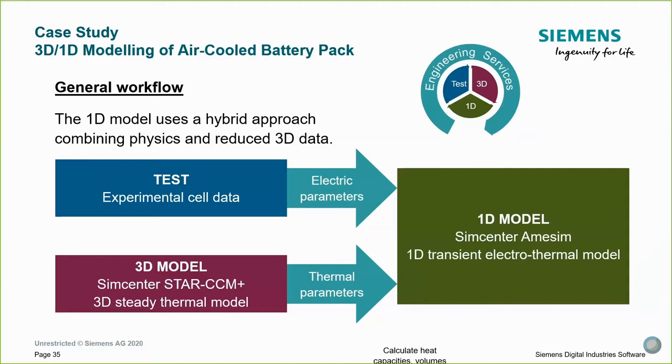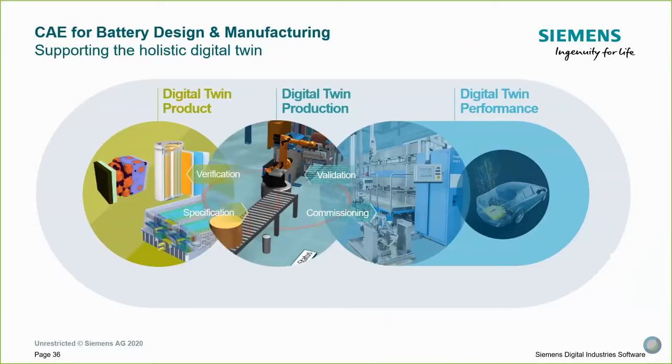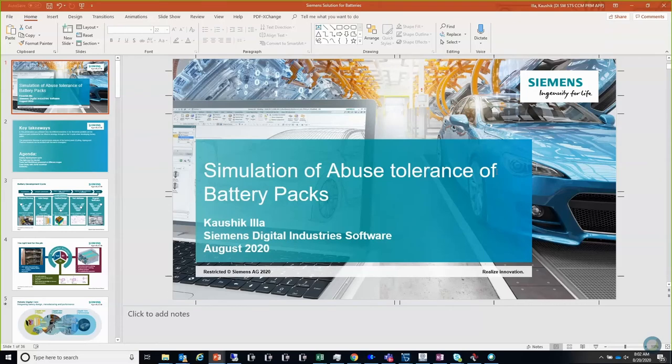In summary, what we showed is you could use test experimental data to characterize the electrical parameters, the 3D model for your thermal parameters, and that can be combined with the Monty model to do electrochemical thermal performance. And by doing that, you get that complete holistic picture of your digital twin.